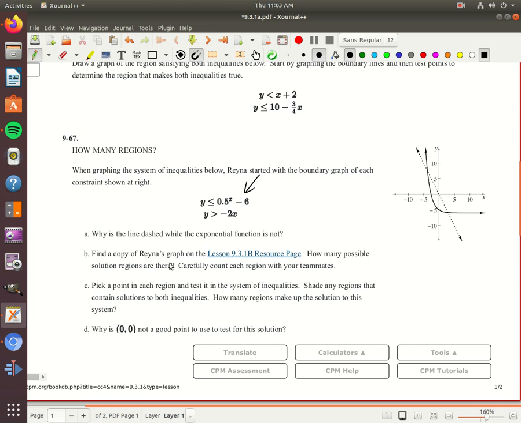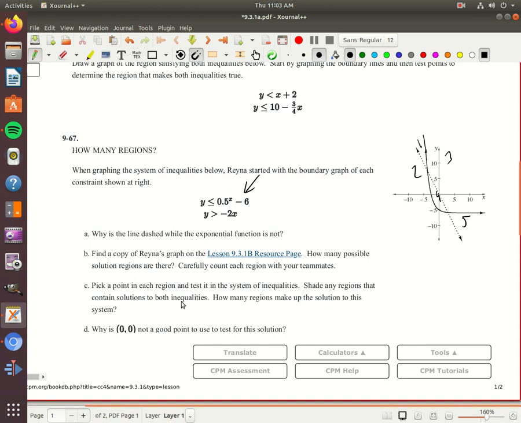It says, find a copy of Raina's graph. How many possible solutions are there? Well, there's a graph right here. There's one possible solution for that section, a second one, a third one, a fourth one, and a fifth one. So there are 5 possible solutions that could possibly be true here. So kind of a lot going on. I don't know if it's better. Maybe I'll leave those numbers there.